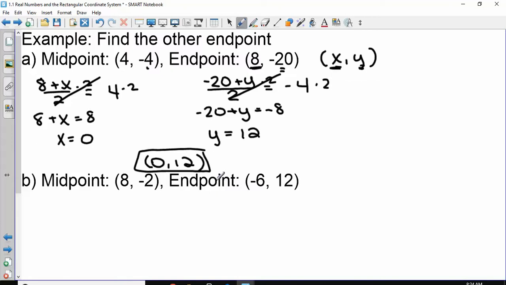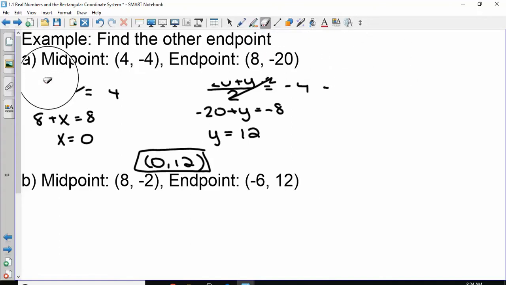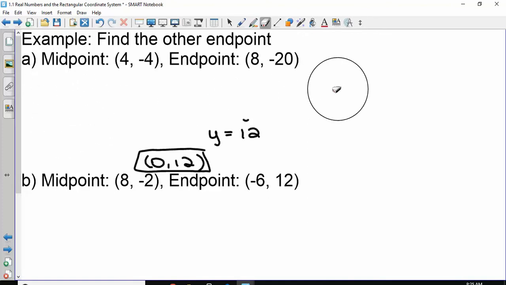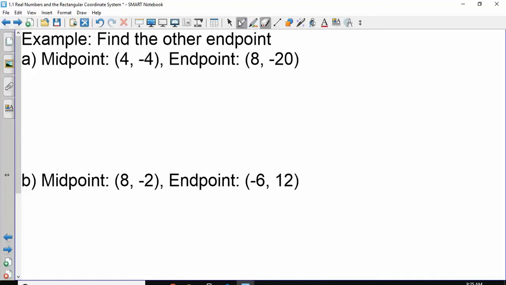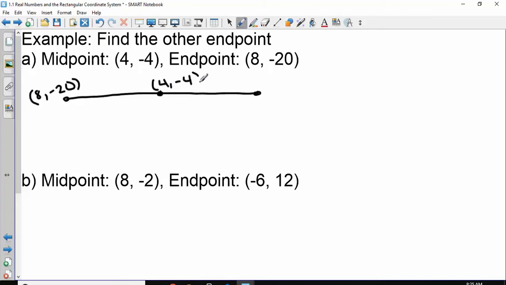The other option. Can I erase this for a second? Show you another way. Isn't really using the formula so much as just thinking through the problem. So if I just drew myself a picture. Okay, this first endpoint, I'm not plotting these correctly at all, I'm just marking them. This was the end, the middle was 4, negative 4. I have to find the other end.